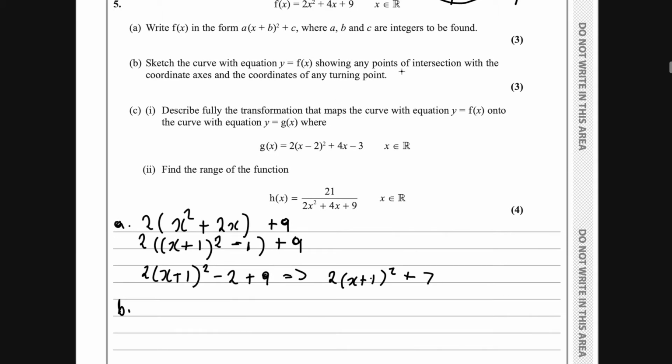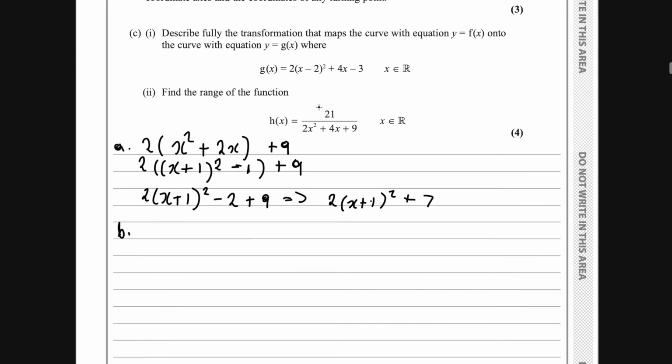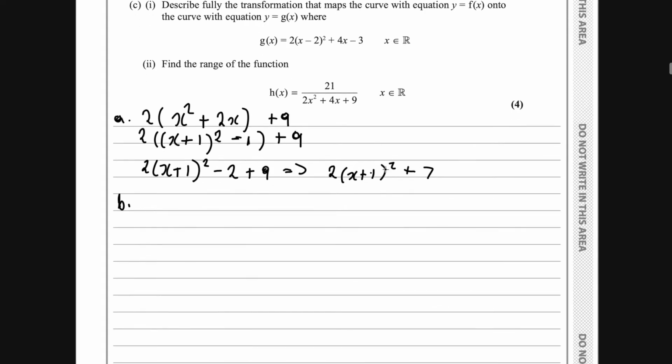And now, in terms of the points of intersection with the coordinate axes and the coordinates of any turning point, well, quite simply, what we've done here is that we've completed the square, which has lent itself to us being able to work out the turning point. So if we've completed the square, to work out the x coordinate of the turning point, we negate whatever term is here. So we negate positive 1 to get minus 1. And that gives us the x coordinate. And the y coordinate is whatever number is outside of the bracket, so that's going to be 7.